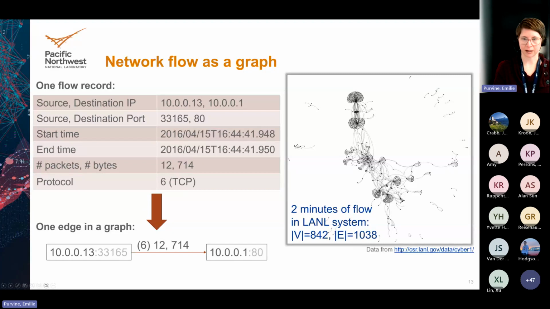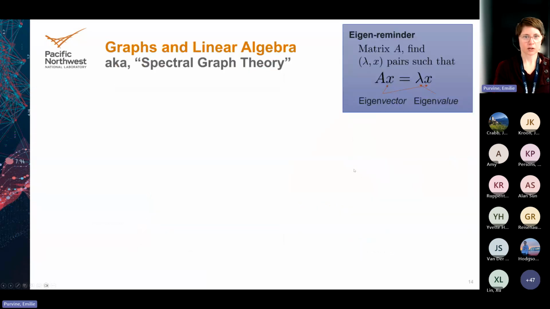There's a lot of different kinds of data sitting there, not just flow. But in any case, just taking 2 minutes of that provides this graph, and notice that there's a number of different connected components here. So what we did in one of our projects was apply something called spectral graph theory to study these cyber graphs. As a brief reminder, spectral graph theory comes from eigenvectors and eigenvalues, and it comes from linear algebra.